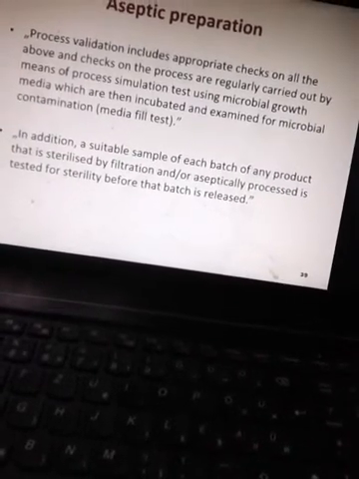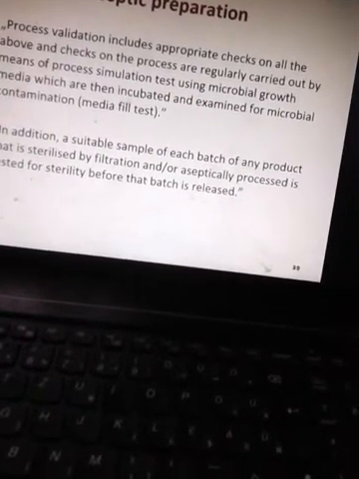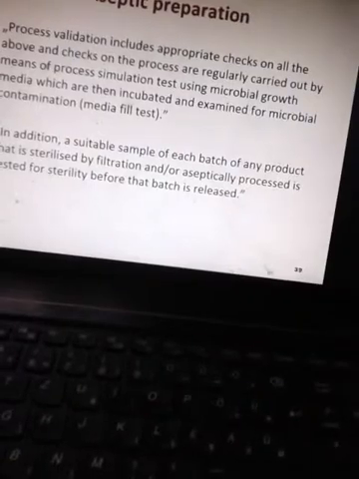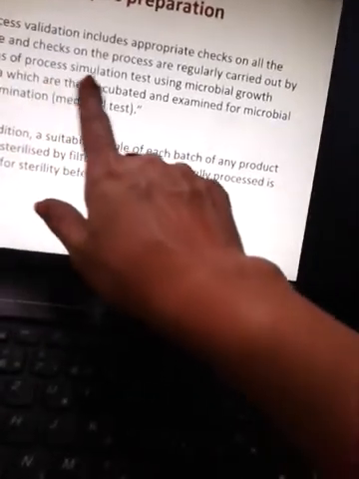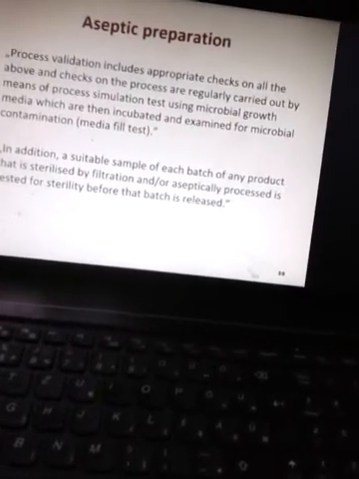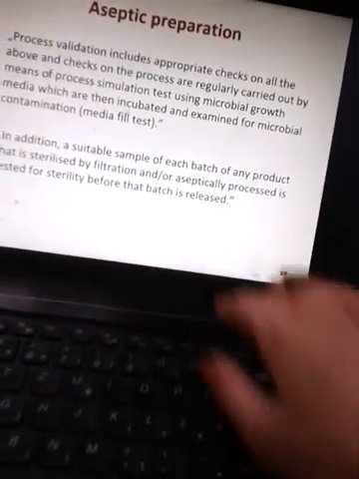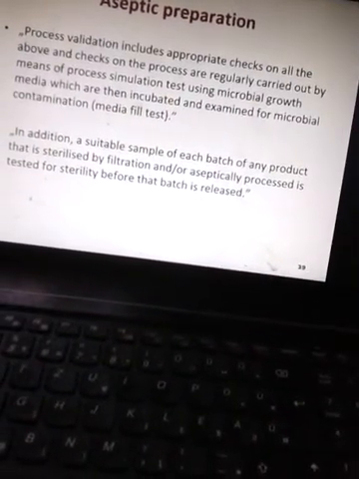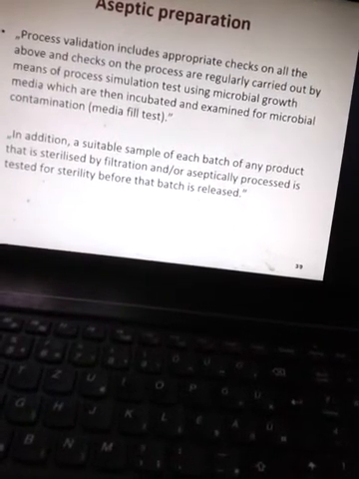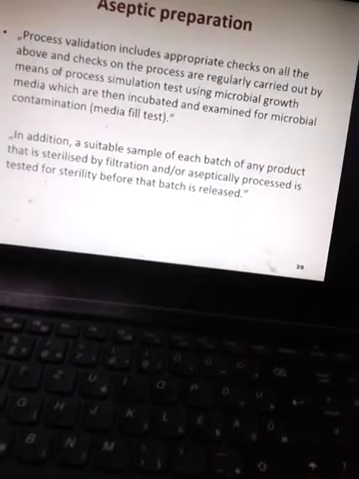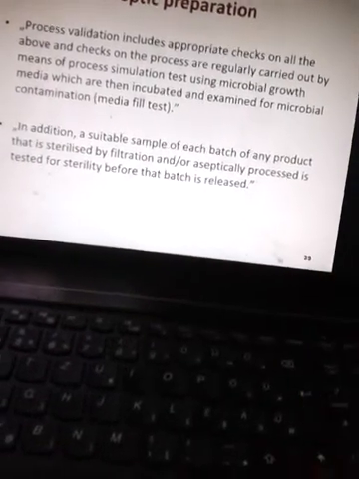Aseptic preparation process validation includes appropriate checks on all of the above, and checks on the process are regularly carried out by means of process simulation test, and in addition a suitable sample of each batch of any product that is sterilized by filtration and or aseptically processed is tested for sterility before that batch is released.